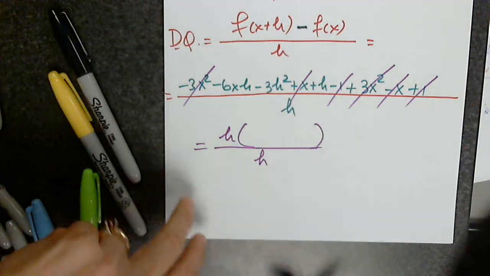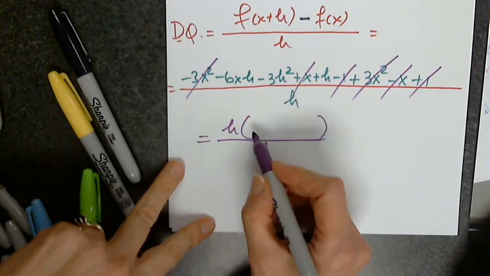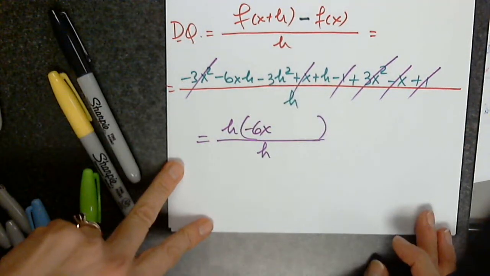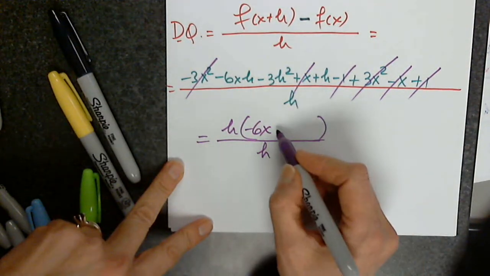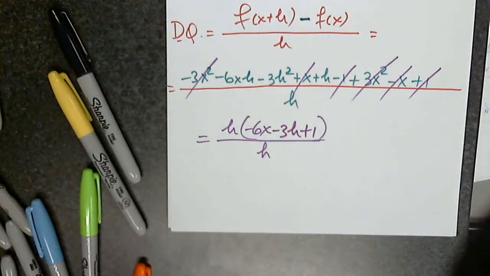Please tell me what to write in parentheses, and how many terms will I write? I have to write 3 terms. That's the reason why I asked you how many terms are left. Good. Ready? Negative 6x minus 3h. That's it. That's the reason why I asked you how many terms are left, because you have to have 3 terms at the end.